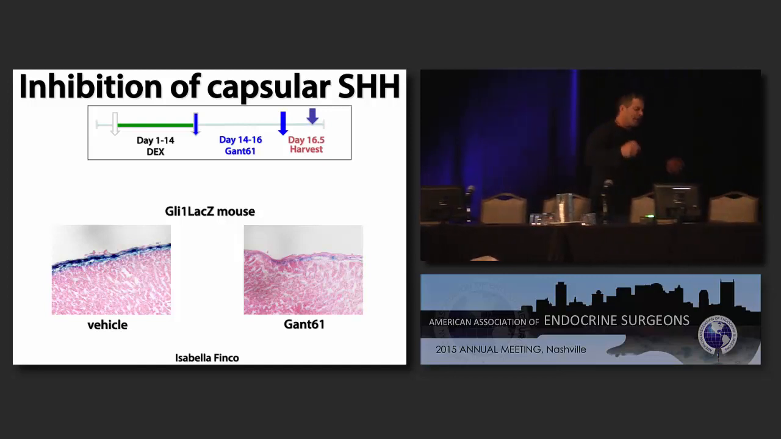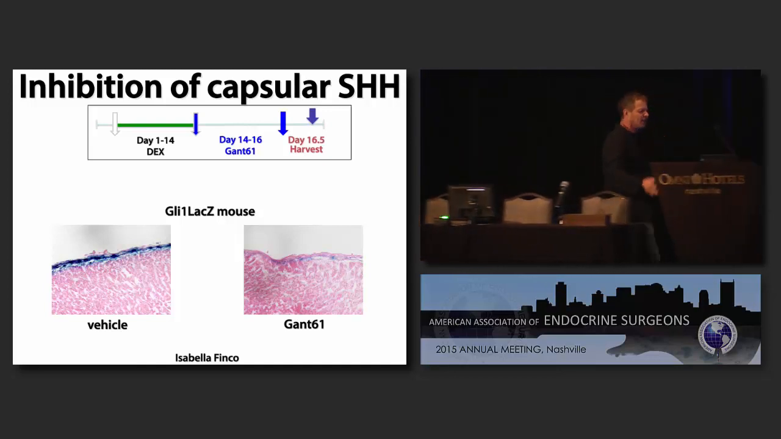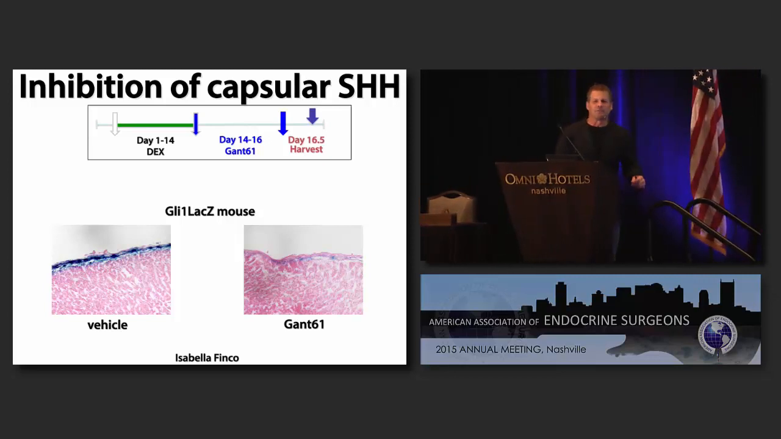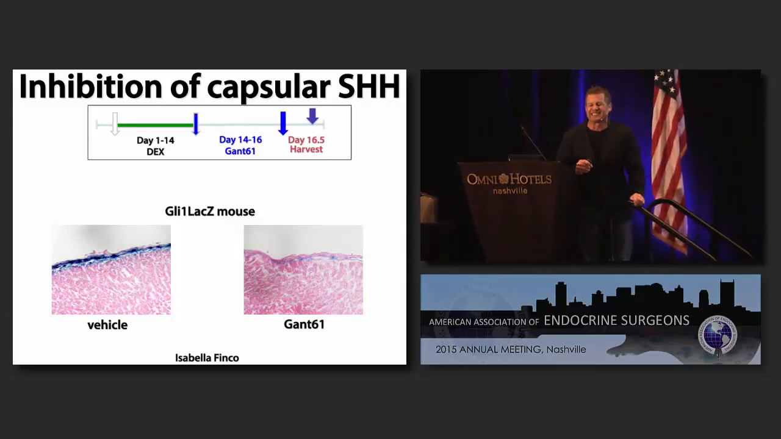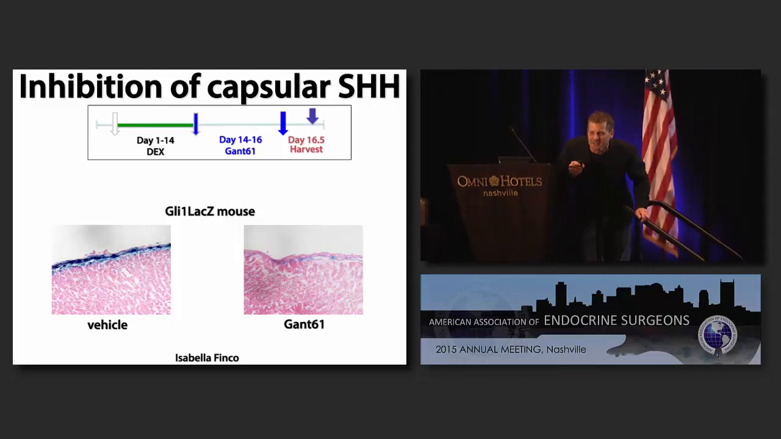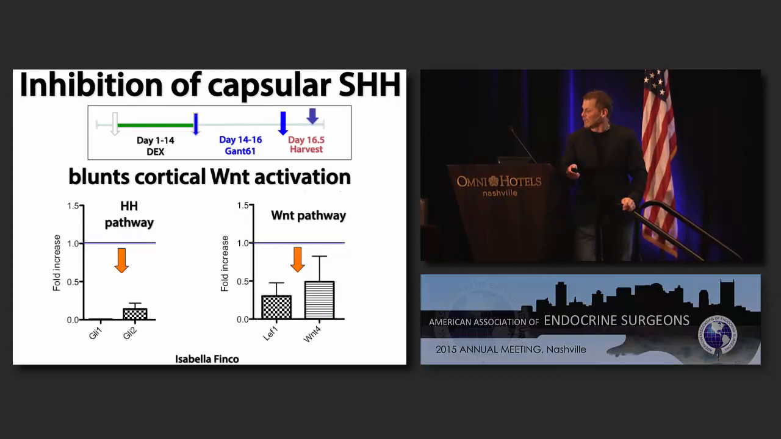So she then gave a drug that blocked Sonic Hedgehog signaling. This is a drug used in the clinic for some basal cell carcinomas that are activated by Sonic Hedgehog. She used a Sonic inhibitor. She turned off the capsule. The blue in the capsule gets turned off with this inhibitor. And lo and behold, when she did that, the Hedgehog pathway was turned off on the left, and indeed she shut off the Wnt pathway.